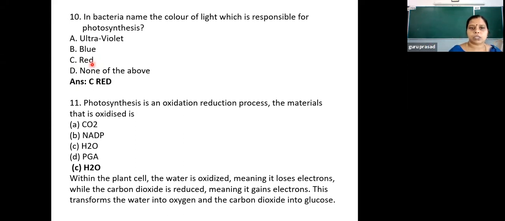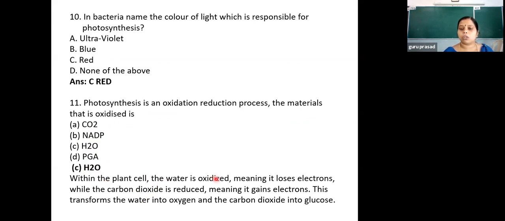Okay, next. Photosynthesis is an oxidation reduction process. The material that is oxidized is, which among them is undergoing the oxidation process? Carbon dioxide, NADP, nicotinamide diphosphate, H2O water, phosphoglyceric acid. The correct option is H2O. Why? This is the reason.